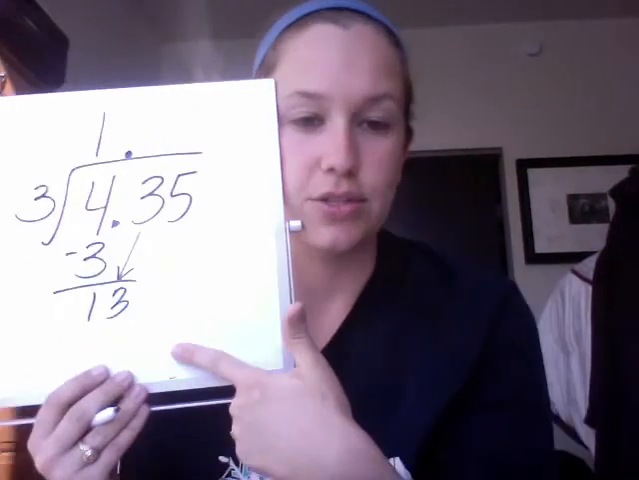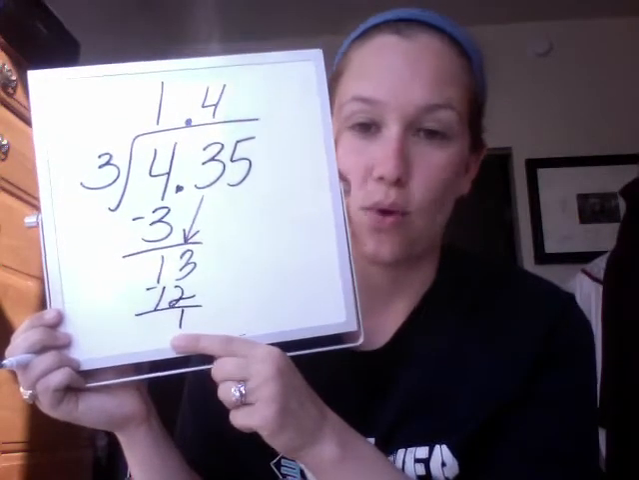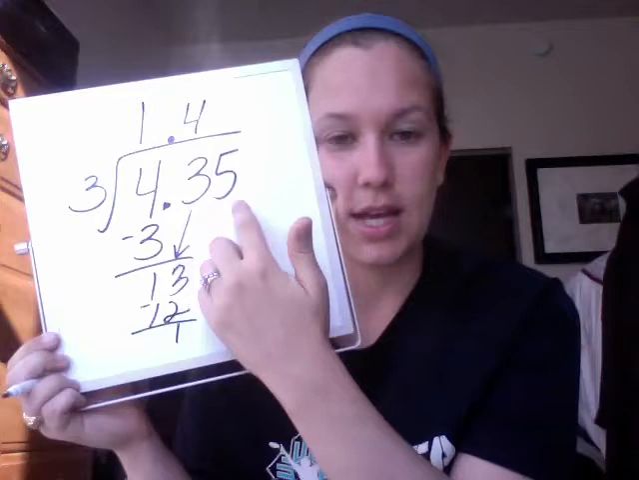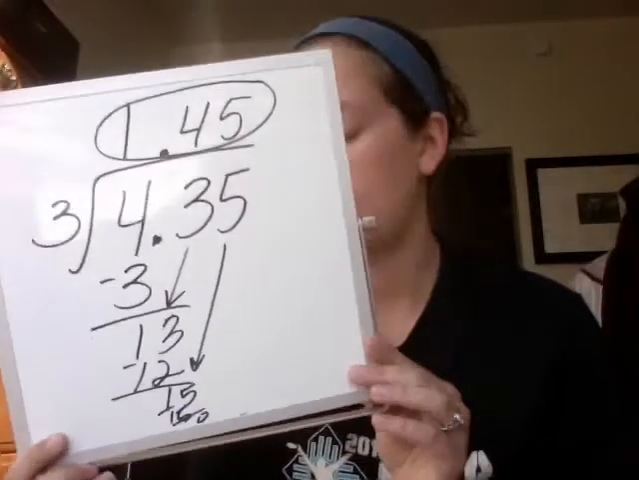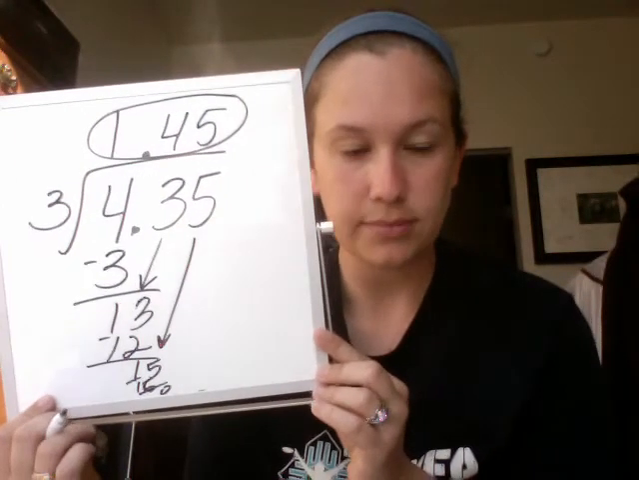How many times does 3 go into 13 tenths? 4 times, that's 12 tenths, which again leaves me with 1 left over. So that's 1 tenth left over that is then renamed to hundredths, which now gives me 15 hundredths. How many times does 3 go into 15 hundredths? 5 hundredths, 5 times, which leaves me with nothing left over. So my answer is 1.45. We divide just like normal, but that's what's happening.